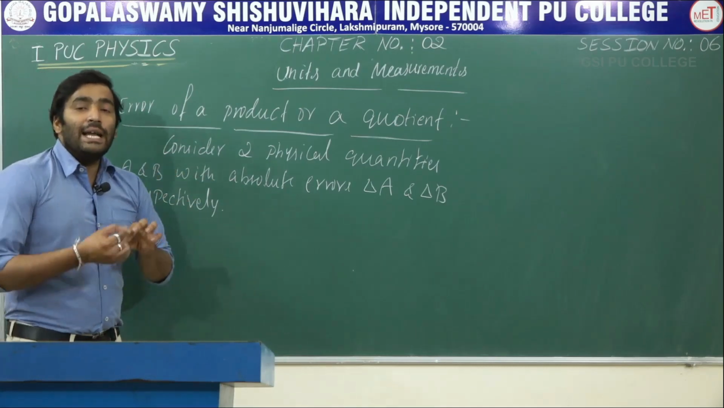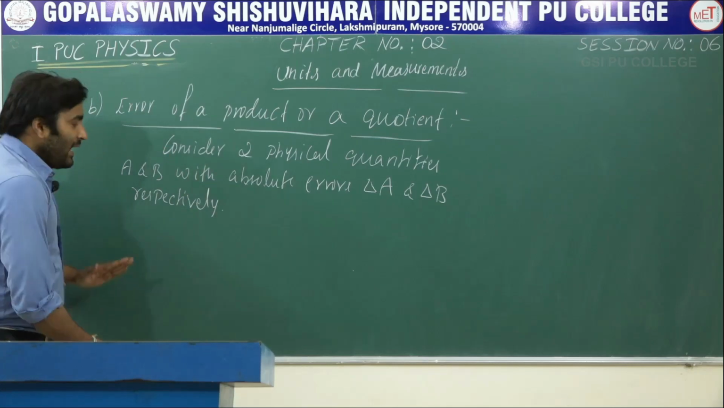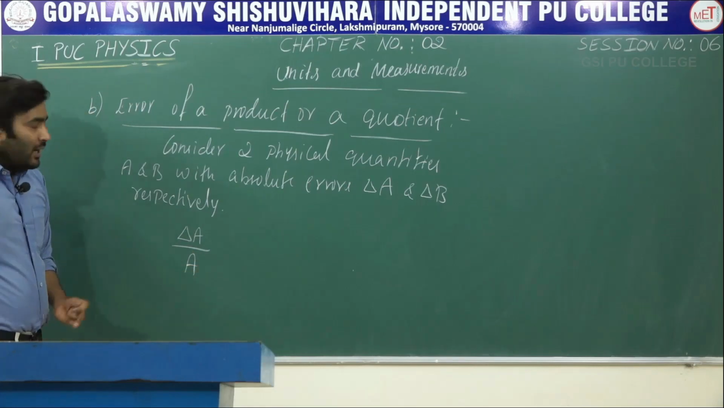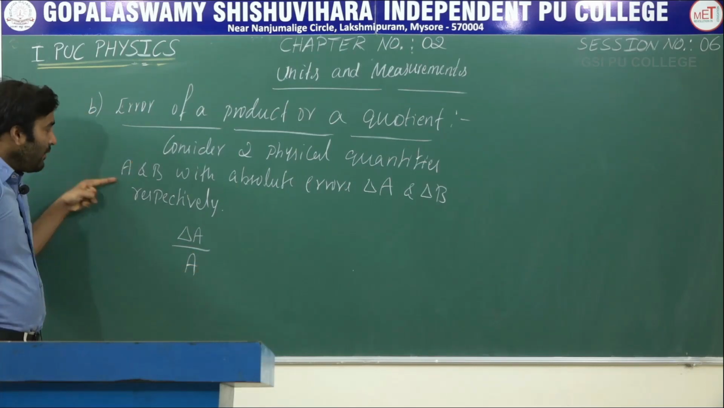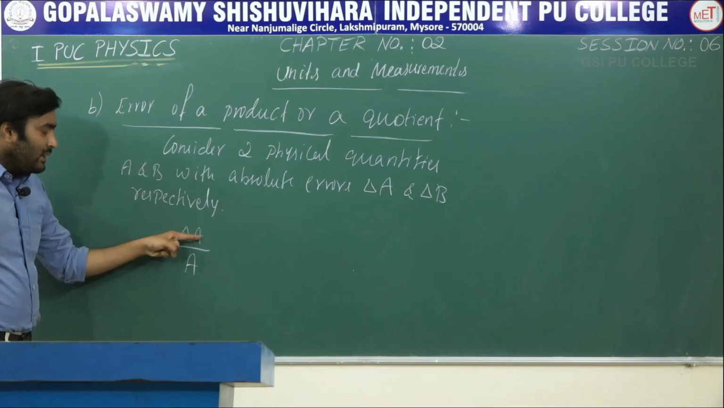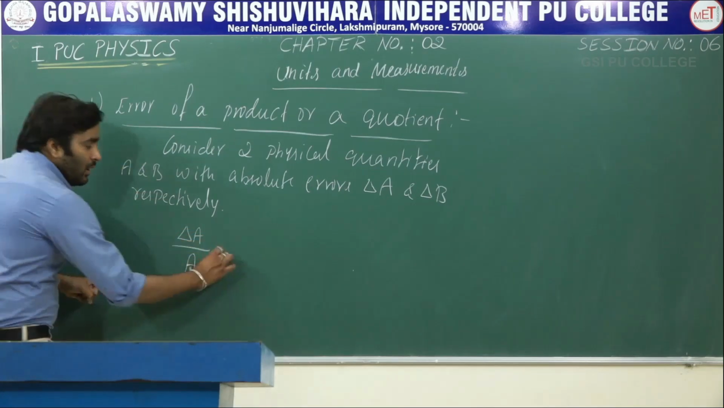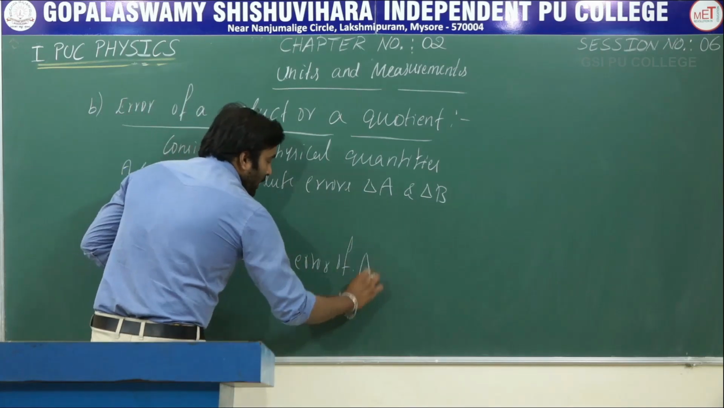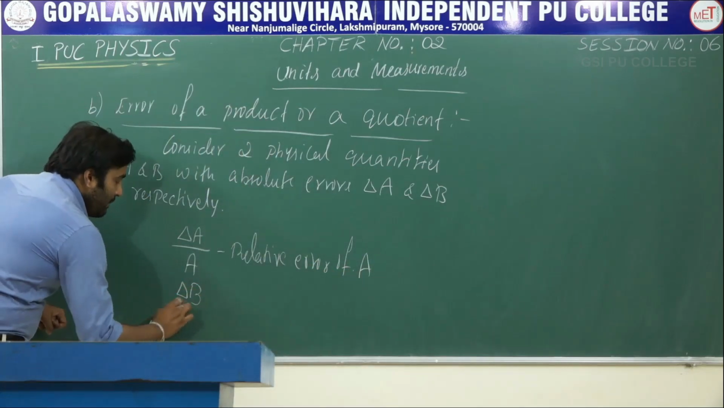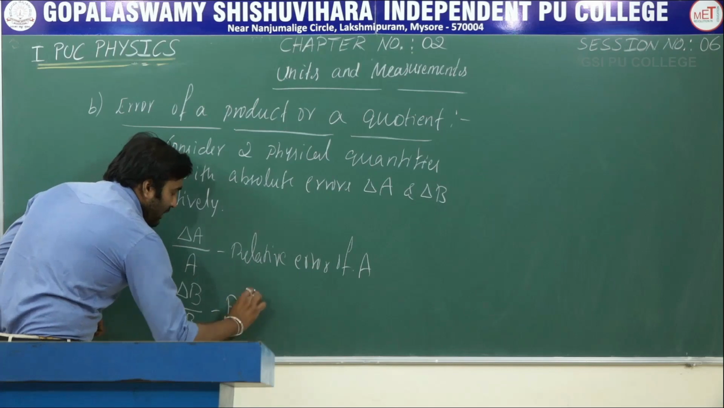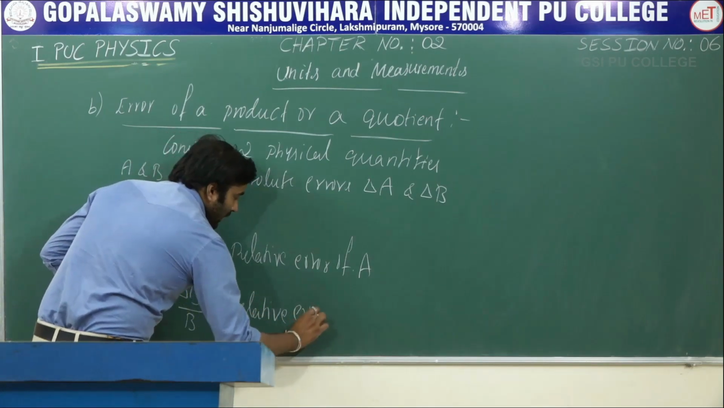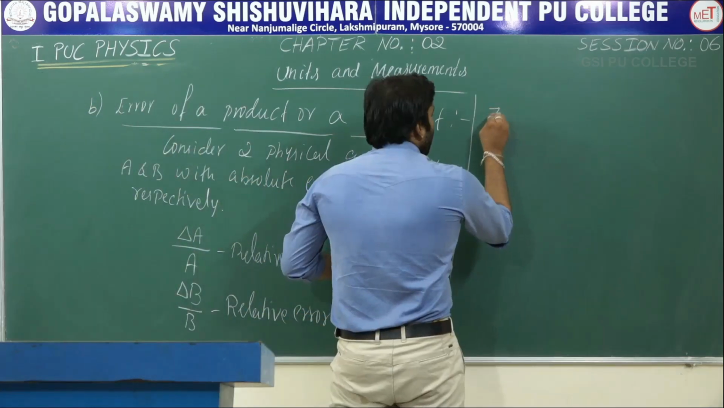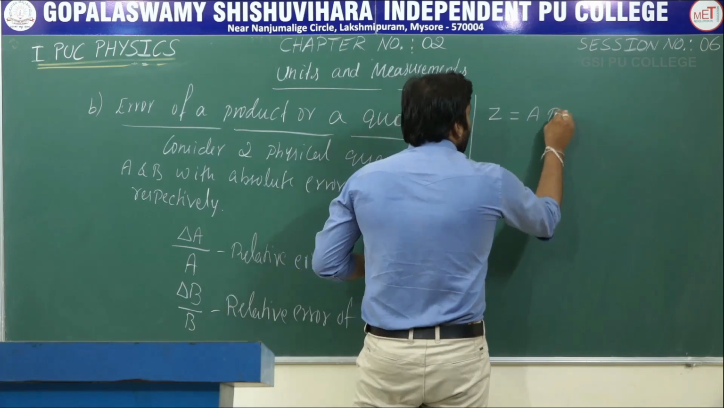So how do we write the relative error for these measurements? The relative error is the ratio of absolute error to the true value. For the first measurement A, the relative error is delta A by A, and delta B by B is the relative error of B.